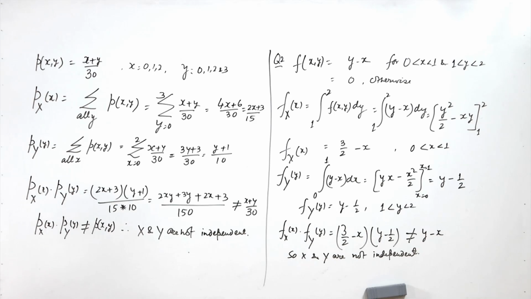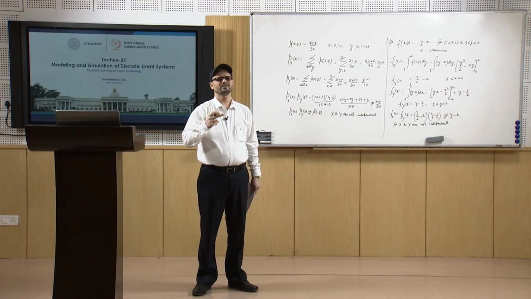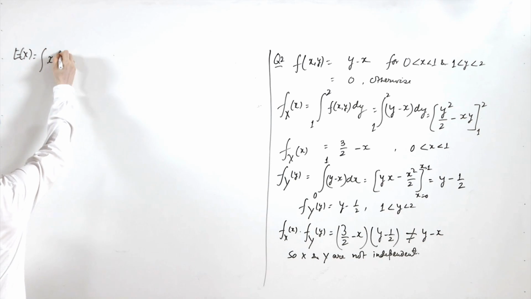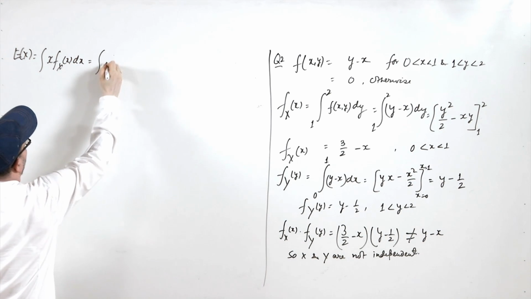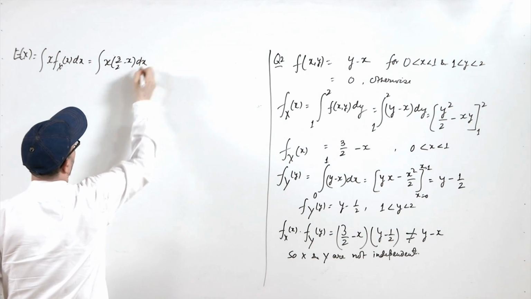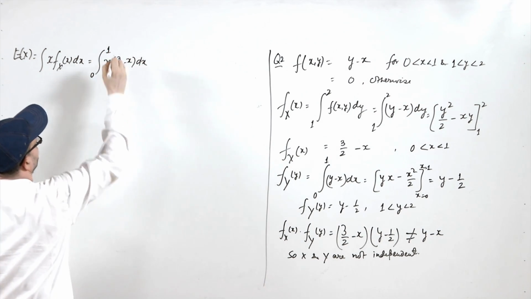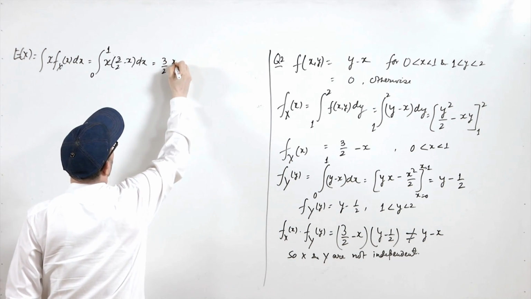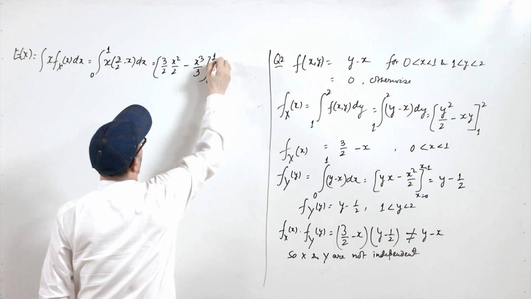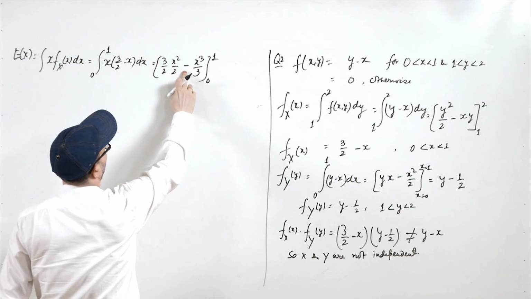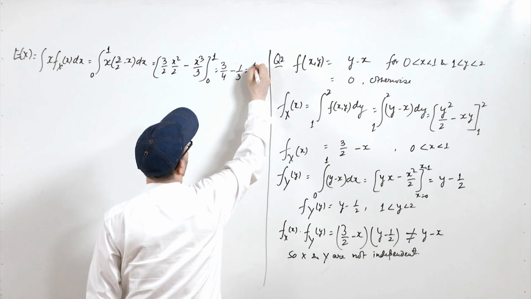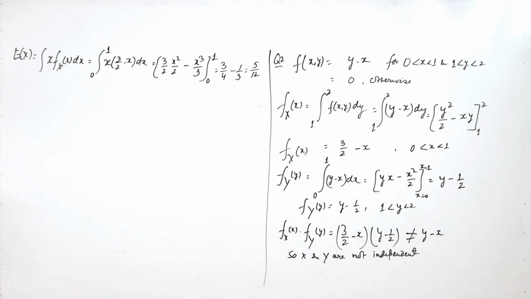Now, we have to compute these values: E[X], Var(X), E[Y], Var(Y), Cov(X, Y) and the correlation of X and Y. First, we compute E[X]. E[X] is computed as the integral of x f_X(x) dx. We computed f_X(x) as 3/2 − x, so it is the integral of x(3/2 − x) dx, with x from 0 to 1. It will be 3/2 · x²/2 − x³/3, with x from 0 to 1. So, it will be 3/4 − 1/3, which is 5/12. This is the expected value of X.